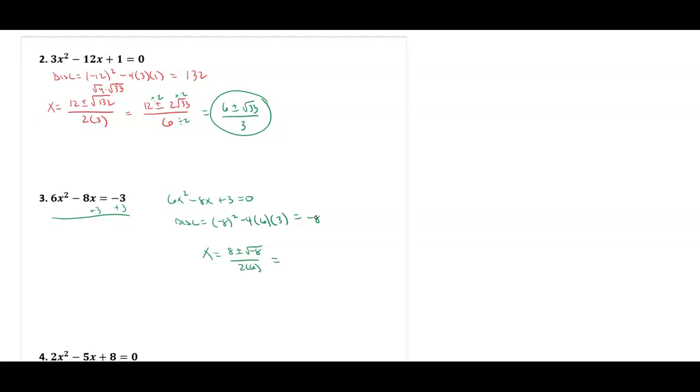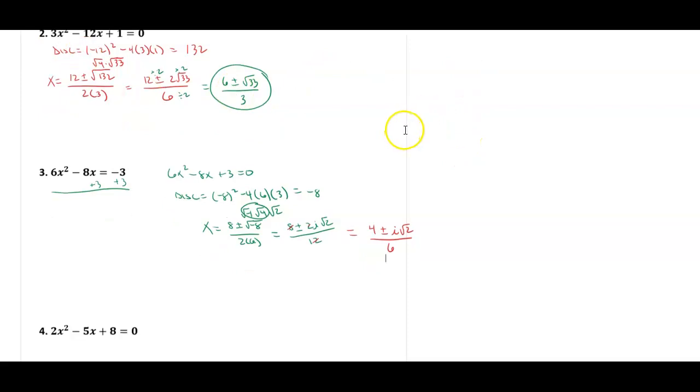So in this case, we would get 8 plus or minus the square root of negative 8, which is the square root of negative 1 times the square root of 4 times the square root of 2. This is going to give me 2i root 2 all over 12. What can all of these outside numbers be divided by? 2. 8 divided by 2 is 4 plus or minus i root 2 all over 6. And we would leave our answer like that.